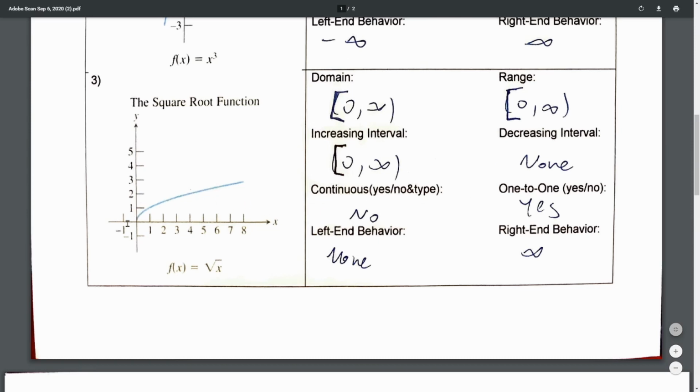Decreasing, it's never decreasing, so none. Is it continuous? We can draw this without taking our pen off the paper, but there are no negative y values, and you can't plug a negative x into the square root of x, so we would say no. Is it a one-to-one function? This is a typo. It should actually be no, again, because you can't have any negative x values. The left-end behavior, there is none. Nothing exists on the left side. Right-end behavior, it is going to positive infinity.